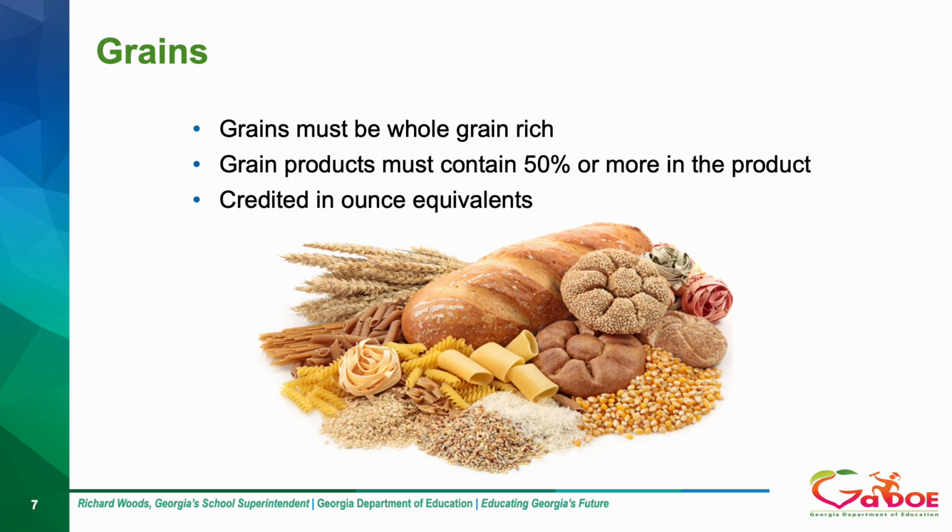Let's discuss the grain component. Grains are credited in ounce equivalents. All grains must be whole grain rich. This means that 50% or more of the grains in the product must be a whole grain.